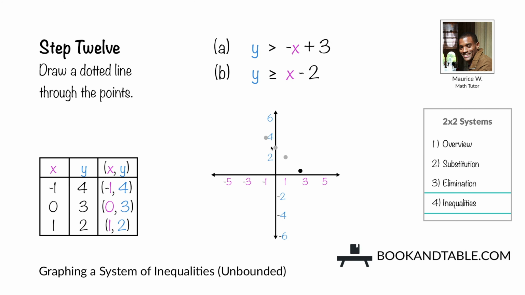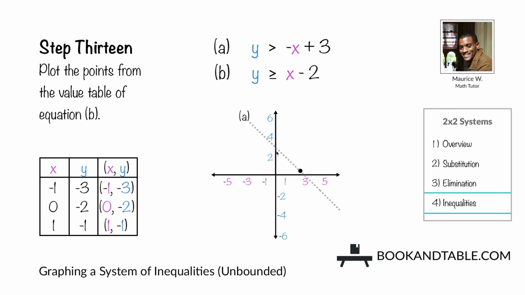So now that we have the points that will allow us to sketch equation A, step 12, draw a dotted line through the points to create equation A, or line A. And it is dotted since in our inequality it is greater than but not equal to. But before we shade the area that represents the solutions for inequality A, we're next going to sketch the line for equation B. So step 13, plot the points from the value table of equation B.